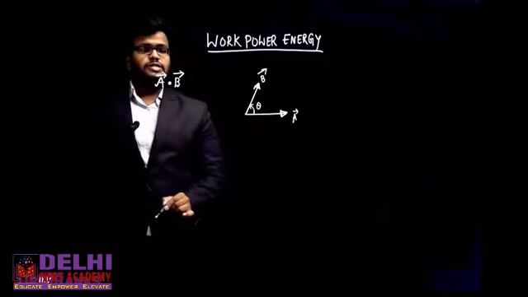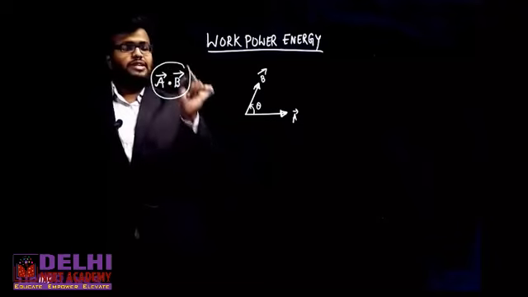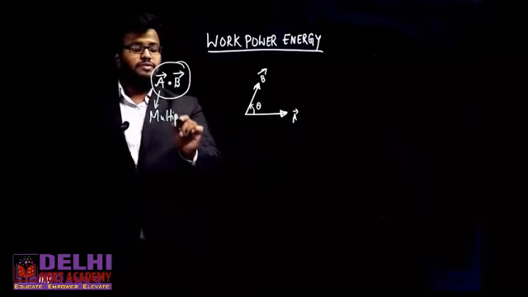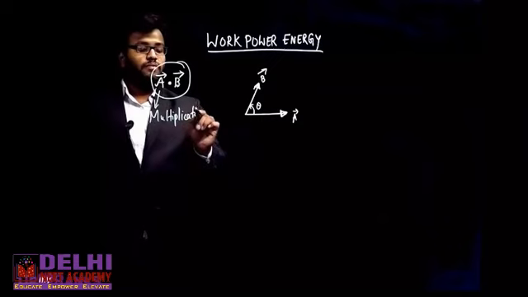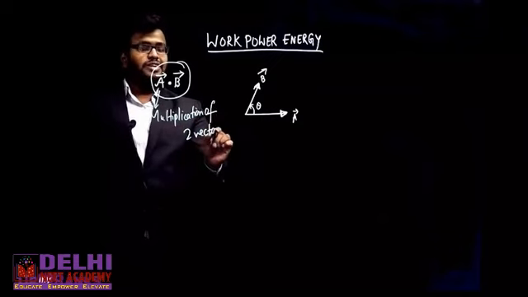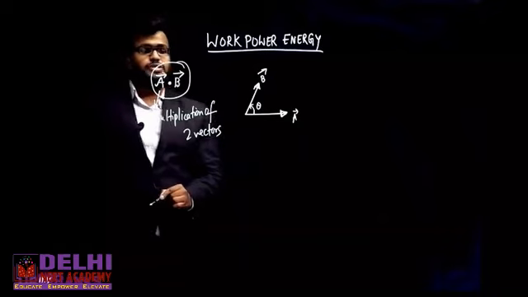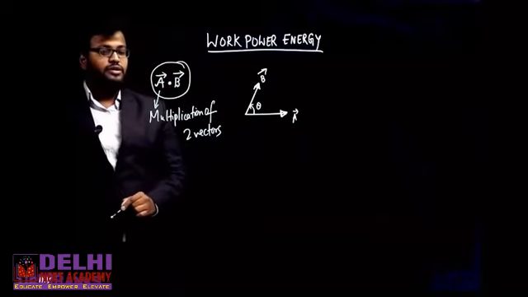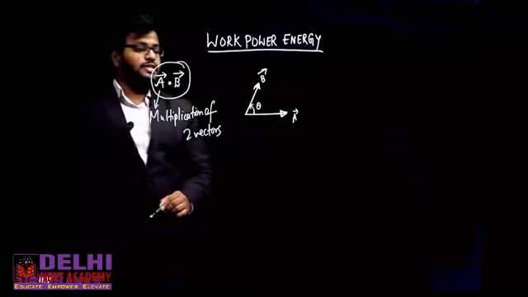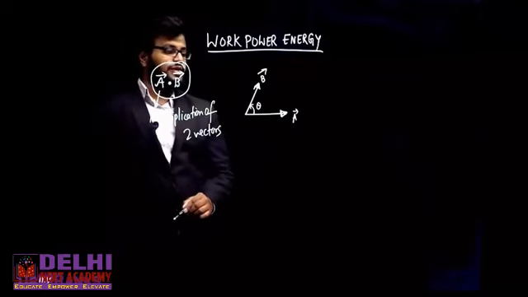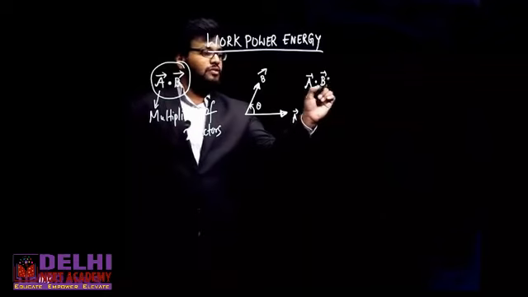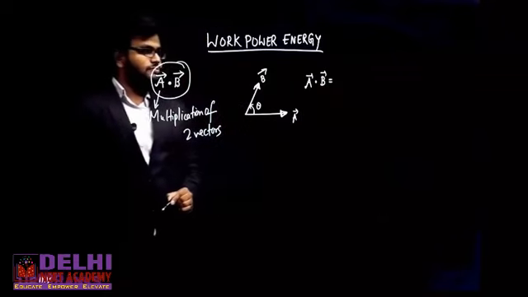Now a dot b, what is a dot b basically? This is multiplication of two vectors. We know multiplication of two vectors can be done using dot product or cross product. So here we will be discussing only the dot product, because work is a scalar and the dot product result is also a scalar. Now how is a dot b defined?